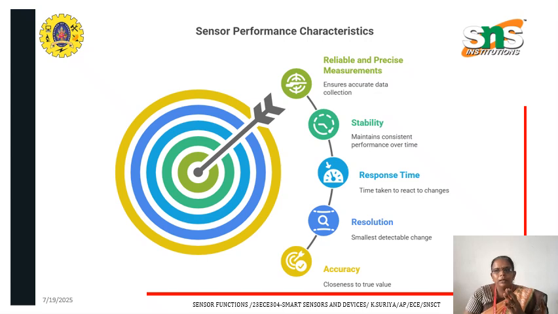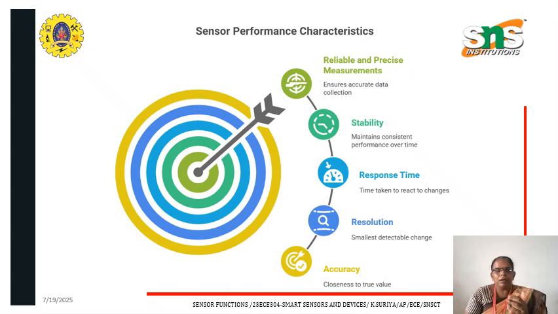Next we'll see about the characteristics of the sensors. Some of the characteristics are, say, sensitivity, which is the change in output signal per unit change in the input signal. Accuracy, which is the degree to which the sensor's output matches the true value. Next is the precision, the repeatability of the sensor's measurements. Resolution, which is the smallest change in input that the sensor can detect, and the span of input values that the sensor can measure is known as the range of the sensor.